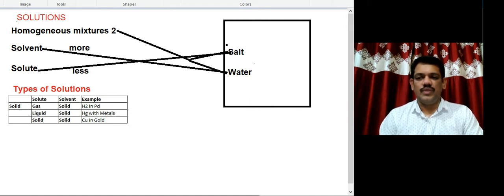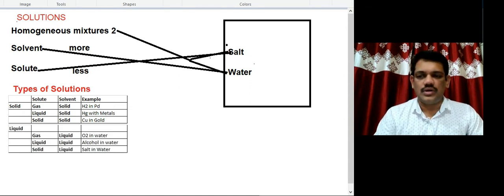The second type is liquid in solid. That means the liquid is in very small quantities and the solid is in high quantities. For example, mercury with metals, which we generally call amalgams. And the third one is solid in solid, for example copper added to gold. So these three are the solid solutions.